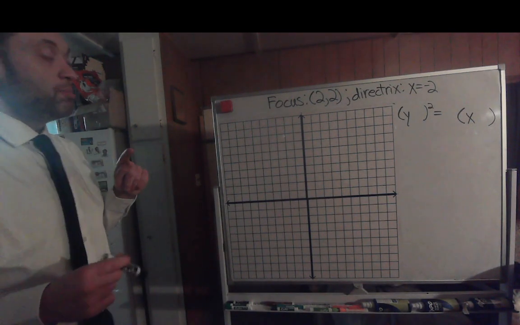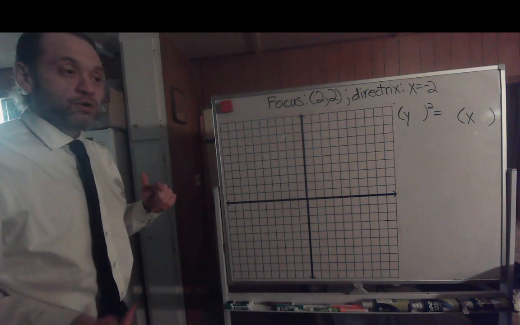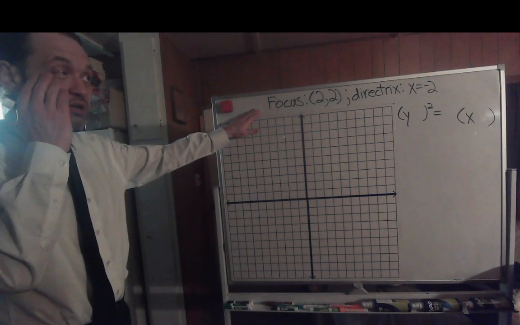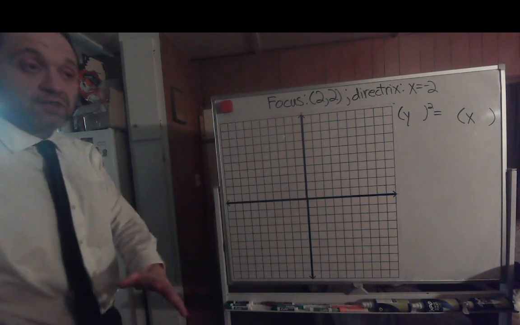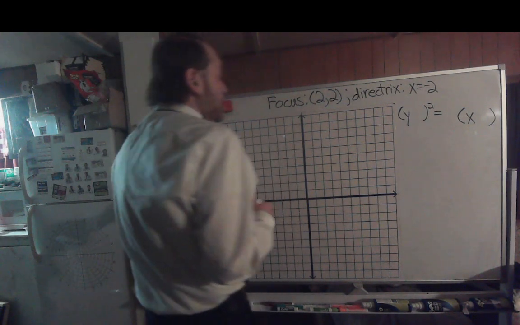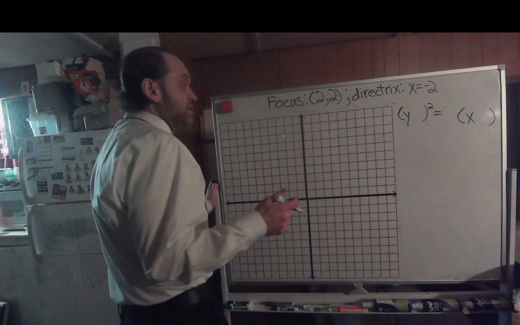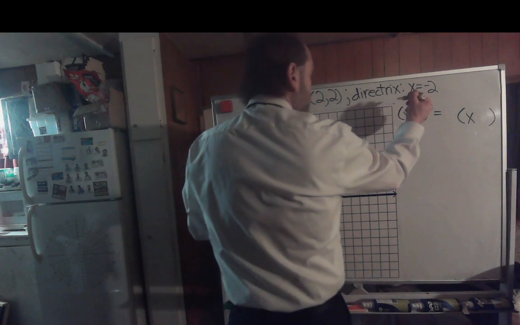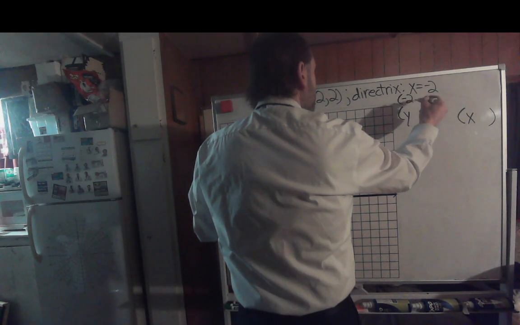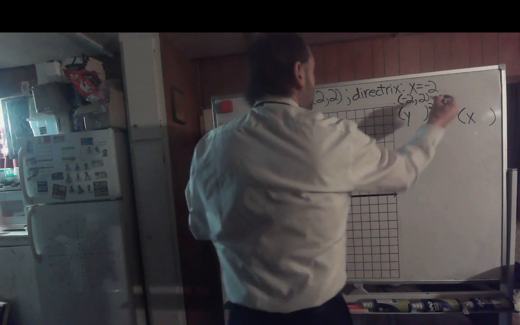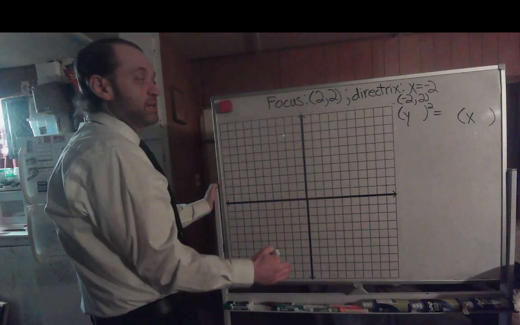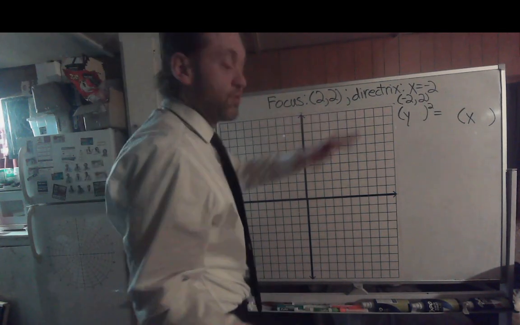But what is true about the relationship between the focus and the directrix? The vertex is in between those. It's exactly halfway between the focus and directrix. So that means we need to find the center. You could think of the directrix as having a coordinate of (-2, 2), even though it's really the whole line x equals negative 2. That'll help you find your vertex.